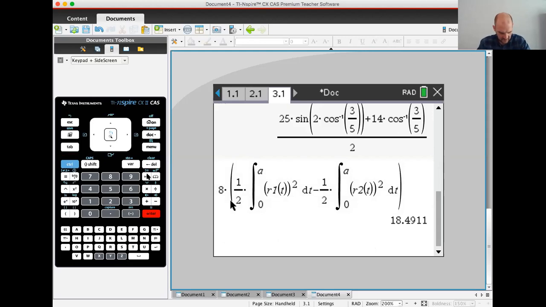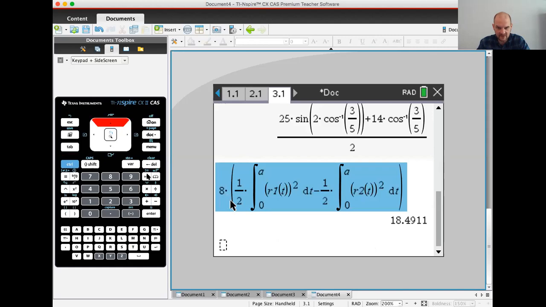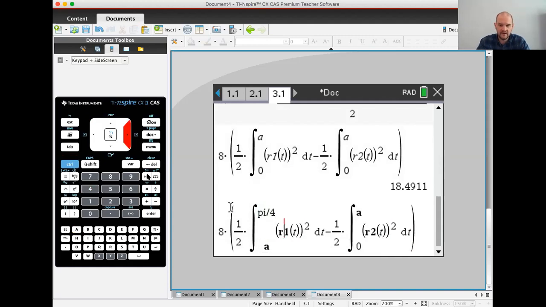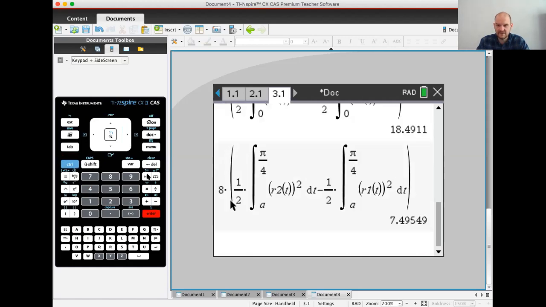And then what did we do? I feel like I can basically steal this and just change it up a little. We wanted a to pi over 4. I wanted this to be R2. And then a to pi over 4. It would be less writing to combine them into one integral. That's always an advantage of doing that. It's 7.495, I don't know.